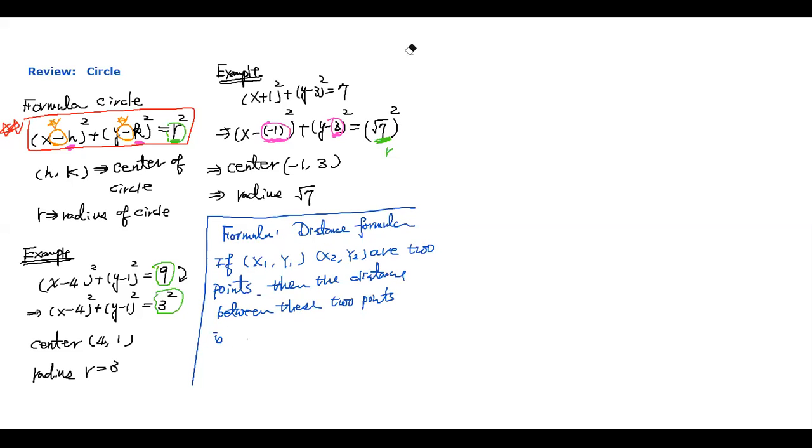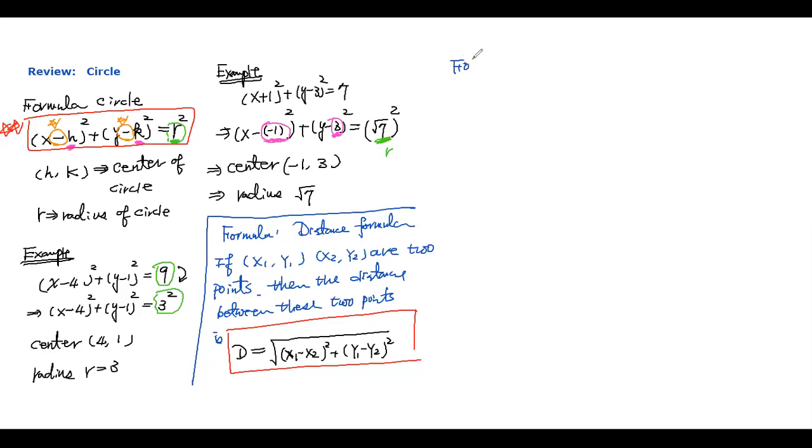Let me change the color so that we know the distance here is the square root of x1 minus x2 squared plus y1 minus y2 squared. I think most of you, when you finish the geometry class, should know this formula. So that's the distance formula. We're going to use it when we solve problems in these circle units.